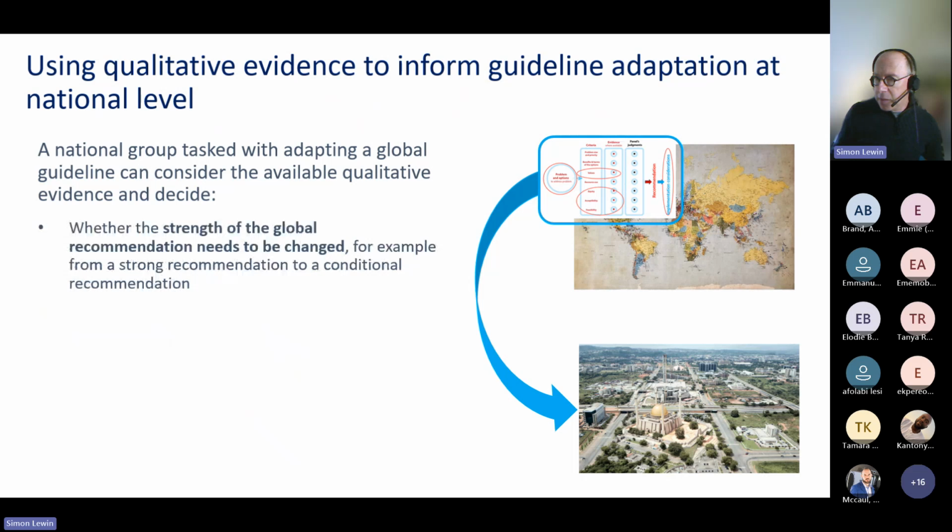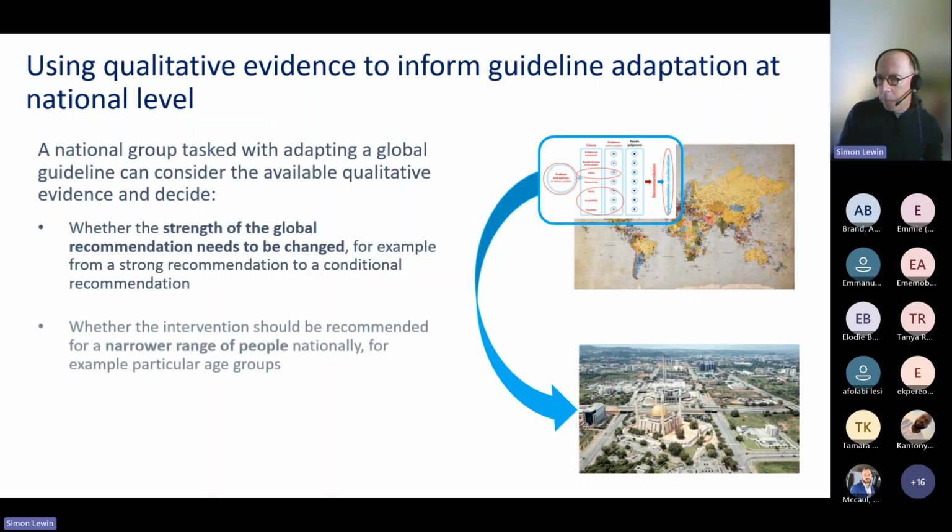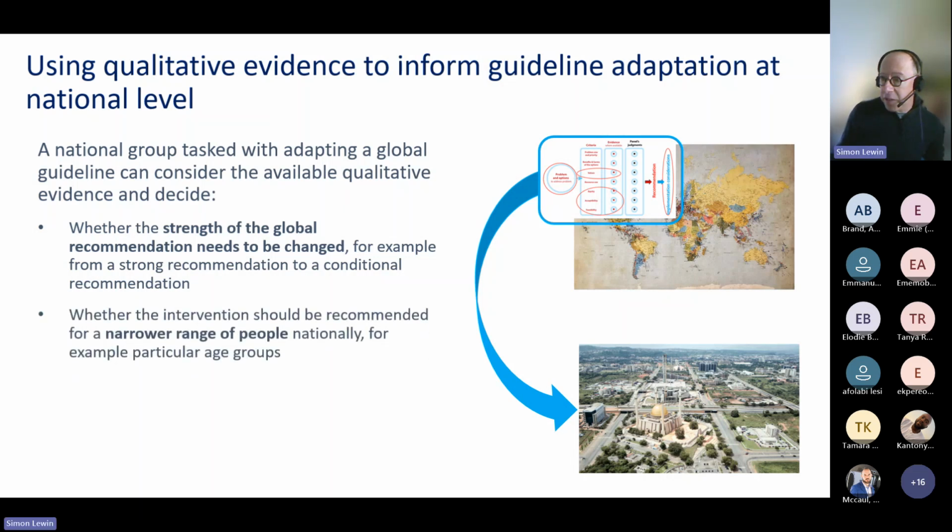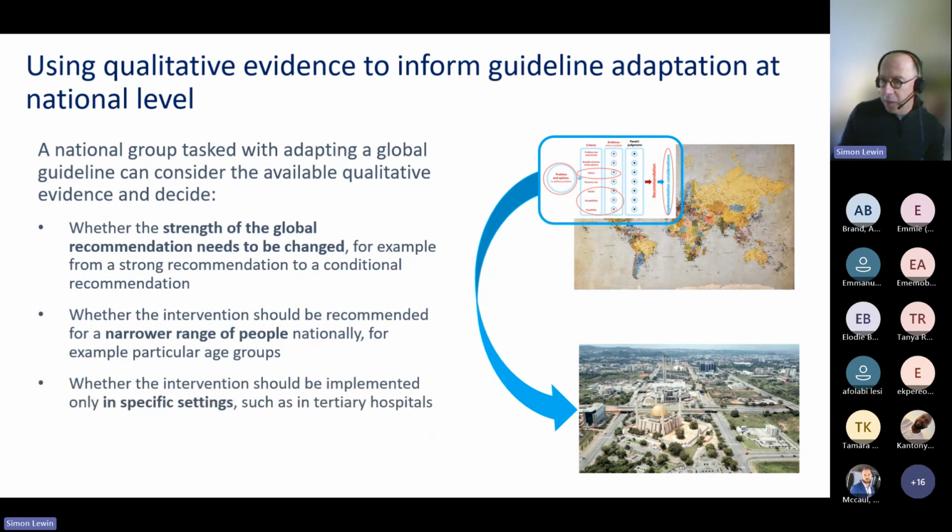So just to sum up, a national group that's involved in adapting a global guideline can consider the available qualitative evidence and decide, for instance, whether on the basis of that, the strength of the global recommendation needs to be changed. You may decide that because of acceptability issues in your setting, you're moving from a strong recommendation to a conditional recommendation. It may inform whether the intervention should be recommended for a narrower group of people nationally, for example, for particular age groups, or whether the intervention should only be implemented in specific settings.